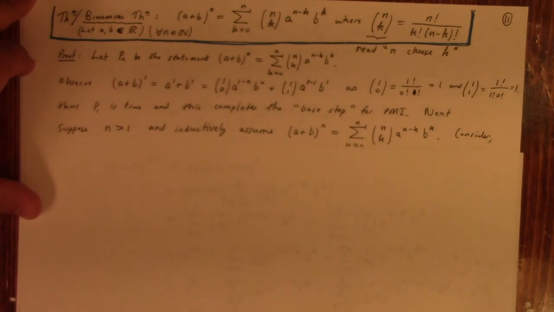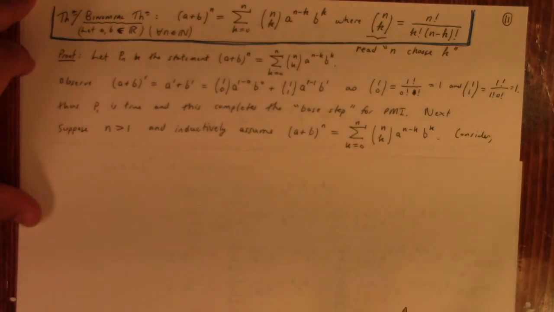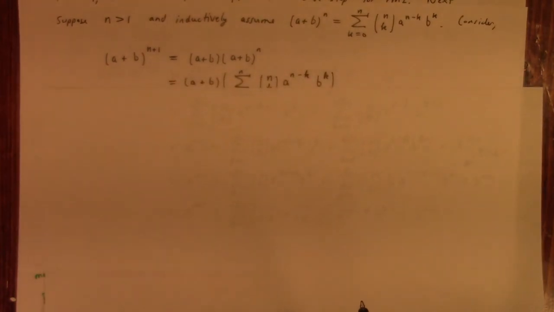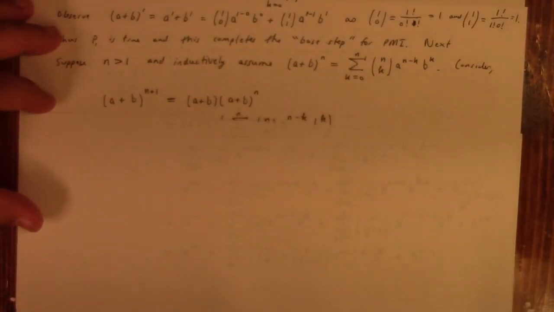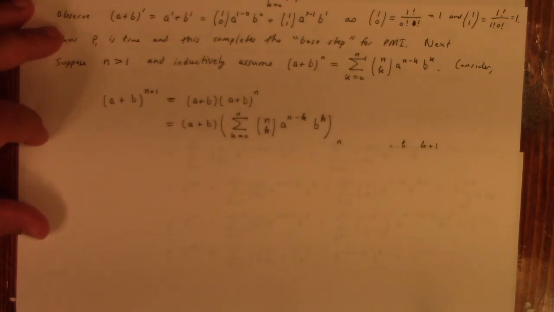Next, we'll suppose that n is greater than 1 and assume inductively that the binomial theorem holds. All right, and so what we're going to do is calculate what happens at n plus 1. Here we go. A plus b to the n plus 1 is a plus b times a plus b to the n, right? That's the definition of exponent, basically.